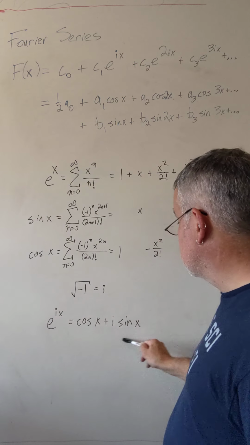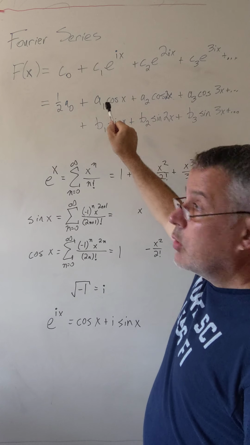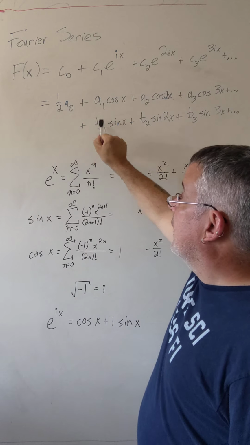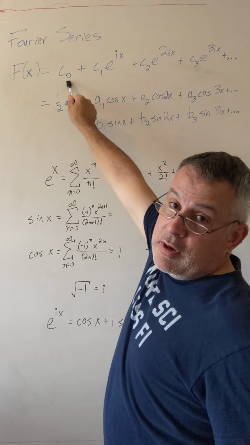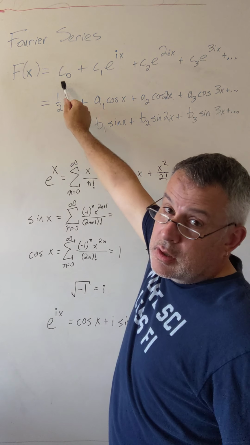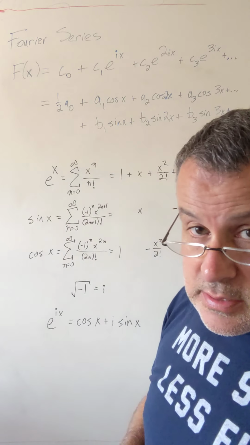Using this, we can show that these two are equivalent with the right kinds of choices of A0, A1, and now we're realizing complex coefficients, C0, C1, C2, in order to make this all work out.